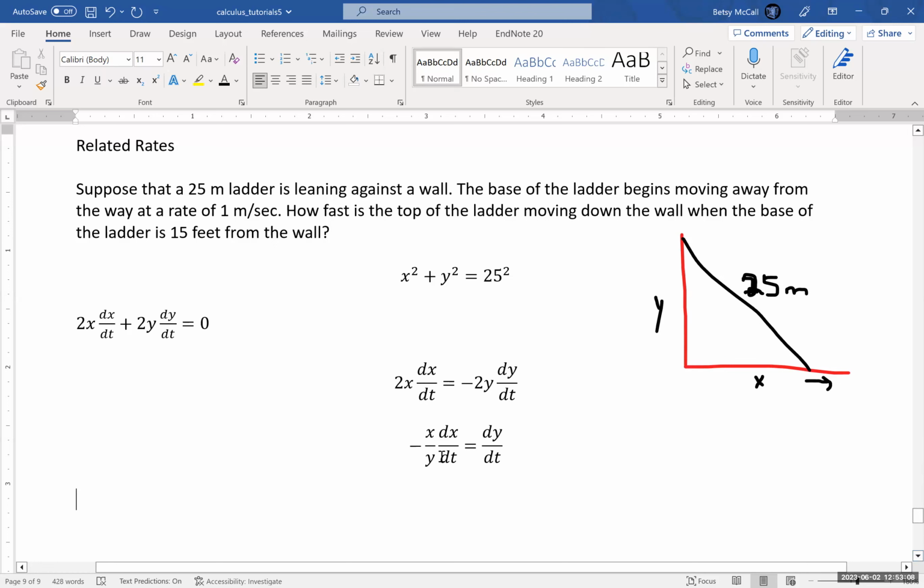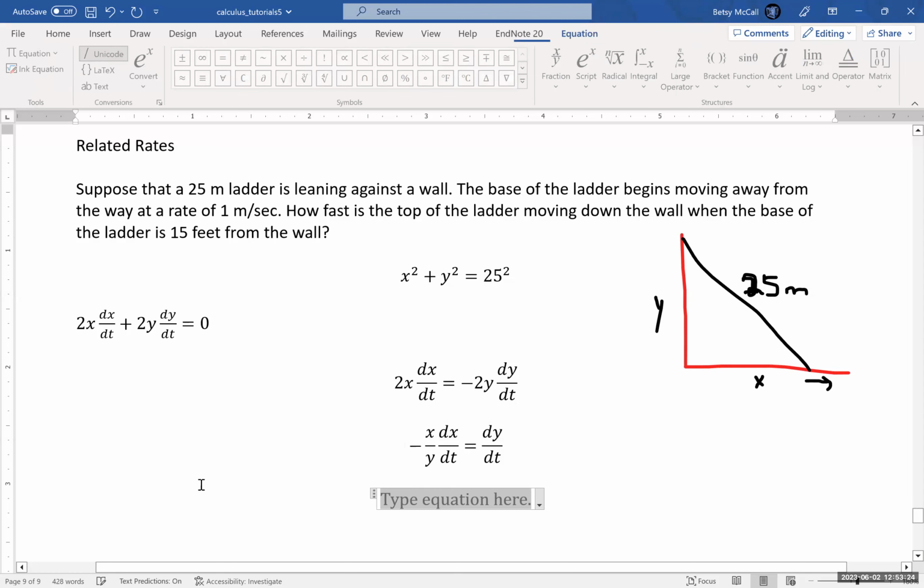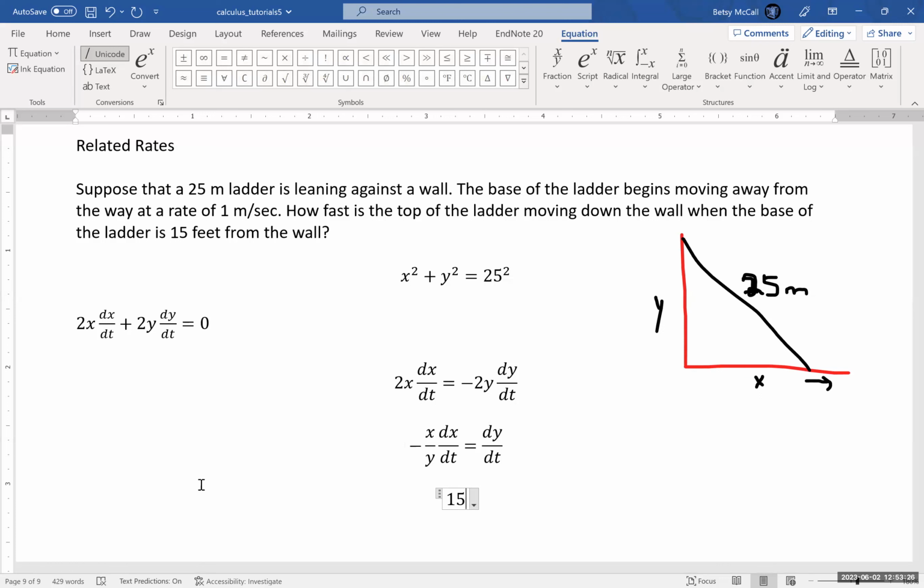So, now that we have our equation, I need to evaluate this. I have dx/dt in the problem. It's given as 1 meter per second. What I need to do is find y. I have x, so I'm going to plug that into my equation. 15 squared plus y squared is equal to 25 squared.